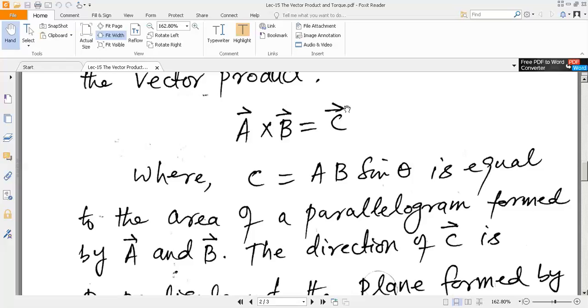So this C vector will be possessing a magnitude as well as direction. Its magnitude can be expressed by the magnitudes of these two vectors A and B, and the sine of the angle between these two vectors. So what will be the direction of this vector? As we have earlier said, the cross product is always perpendicular to the plane of the two vectors. If these two vectors are lying in the xy plane, then C will compulsorily be lying along the z axis. So this vector will be perpendicular to the plane of these two vectors.